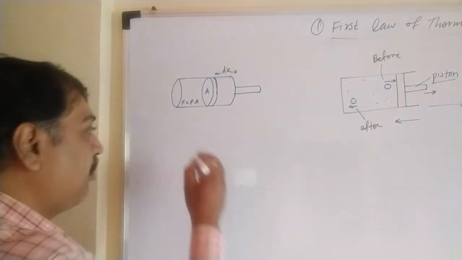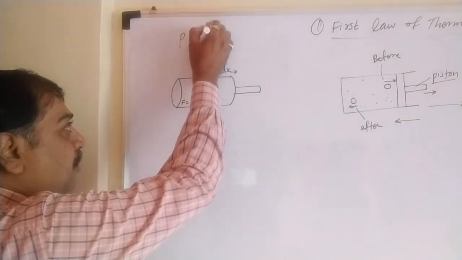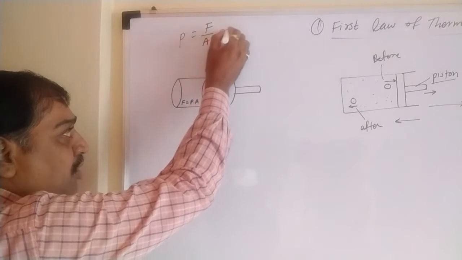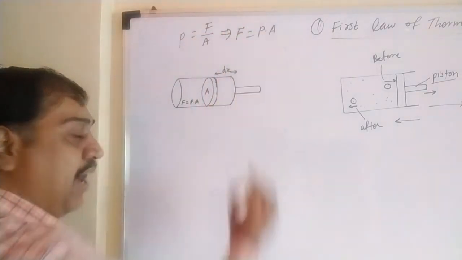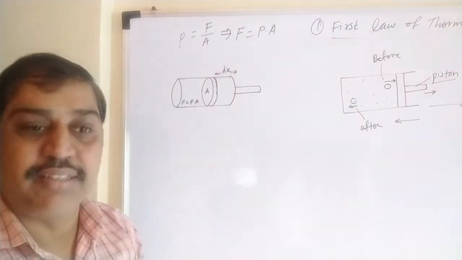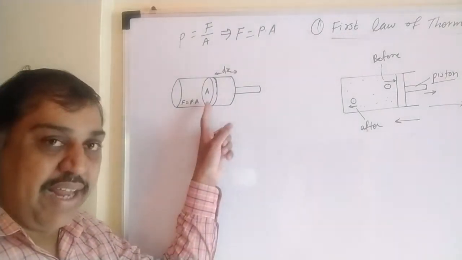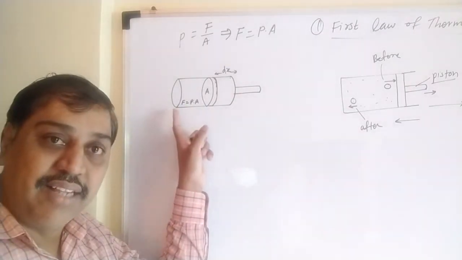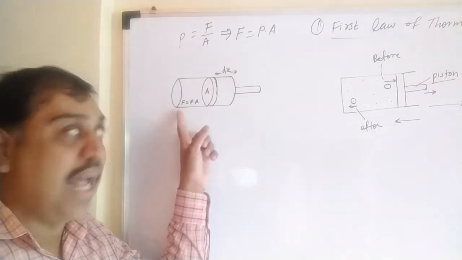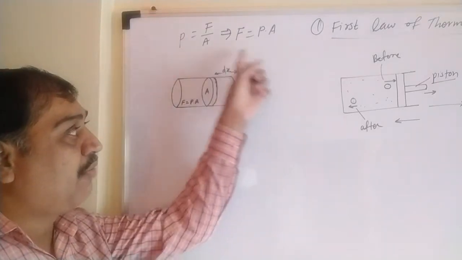So what is the equation for pressure? Pressure equals force divided by area. So this implies that force equals pressure into area. Let us consider the area of this piston is A. So the force exerted is nothing but pressure into area, that I have shown here. That was derived from this equation.